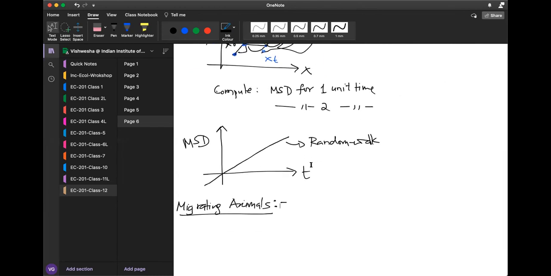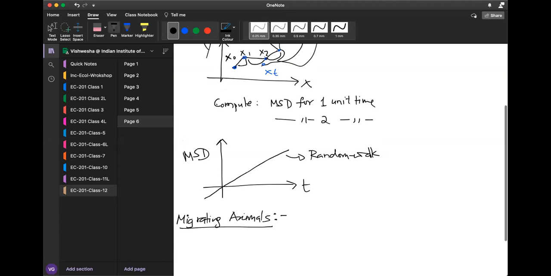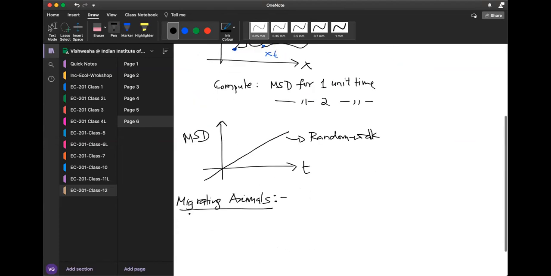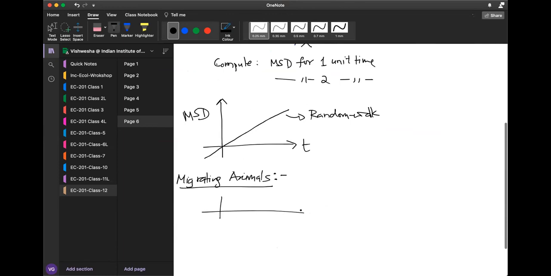Okay, so what I was trying to say here was, if we think of the other extreme of migrating animals, what do you expect? Migrating animals will probably move much more in one direction, right? They may come back, but they are more likely to be moving in one direction, right? In such a system, what do you think the mean square displacement will be? How do you think it will vary with time?